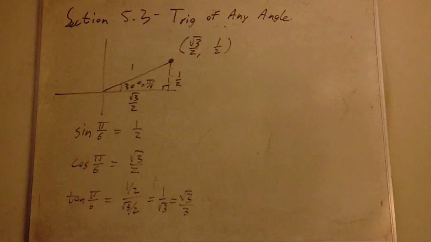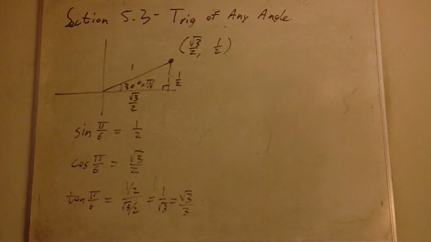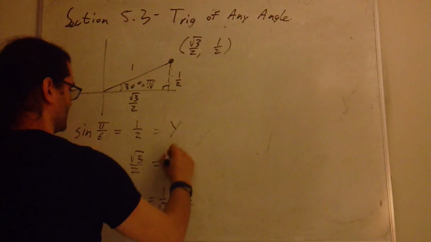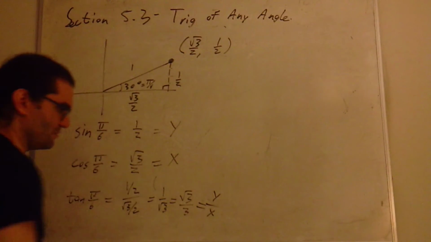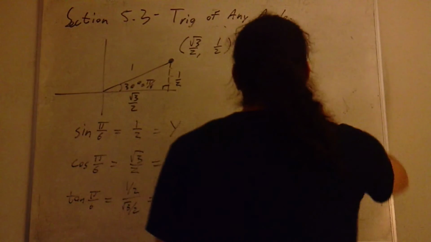So, you can get these trig values from this triangle on the coordinate axes very easily by using this as a y value and this as an x value and this as a y over x ratio. So this is a normal triangle. 30 degrees fits inside a triangle. Nothing wacky going on here.